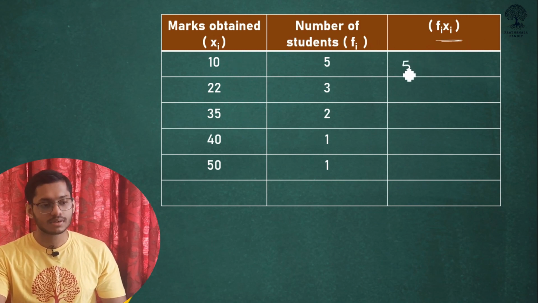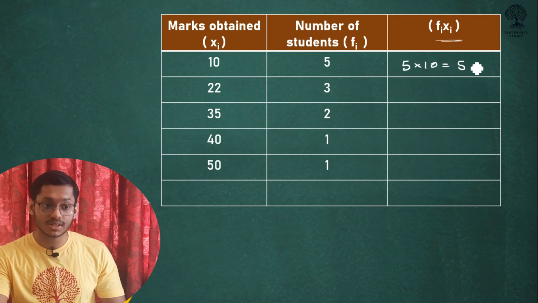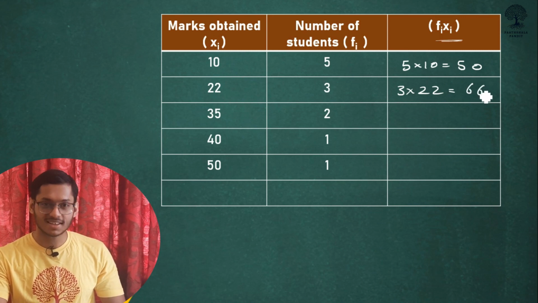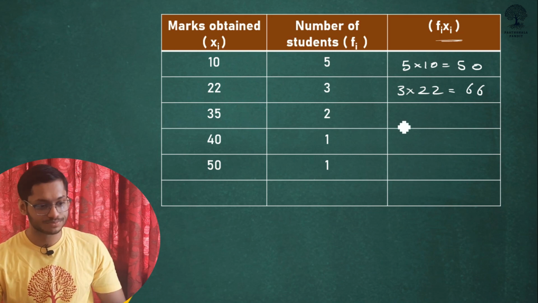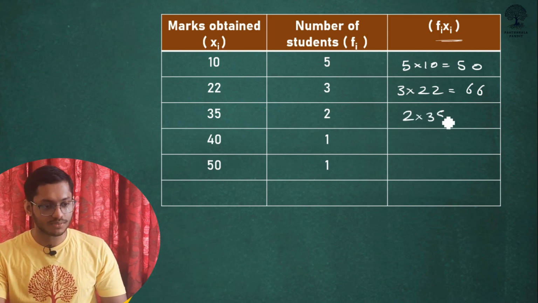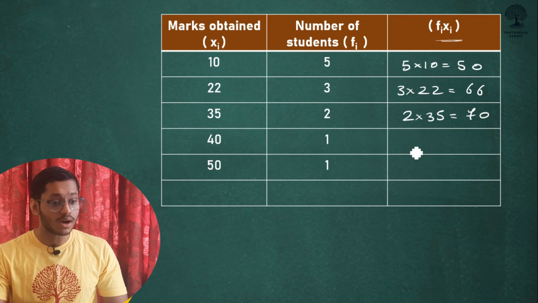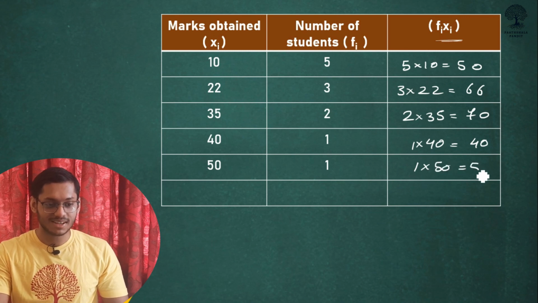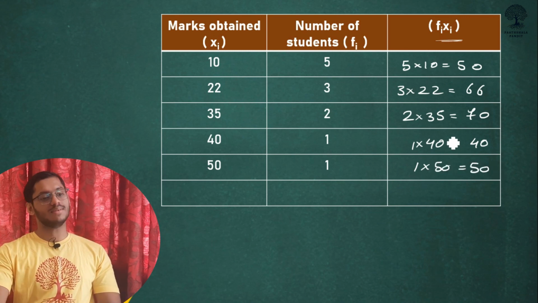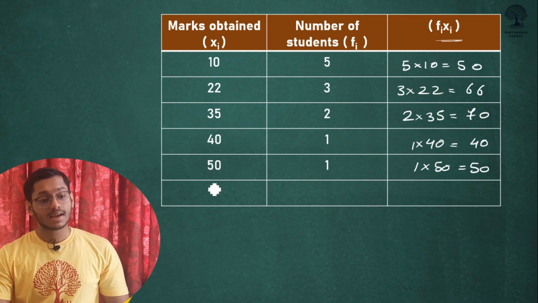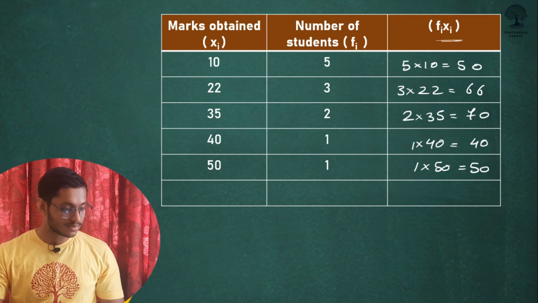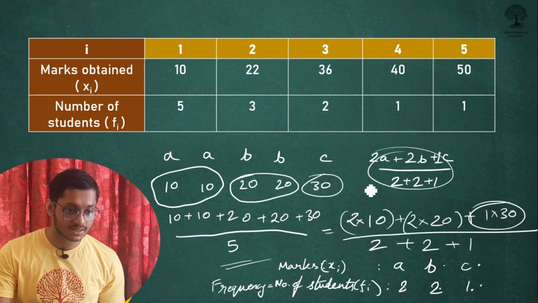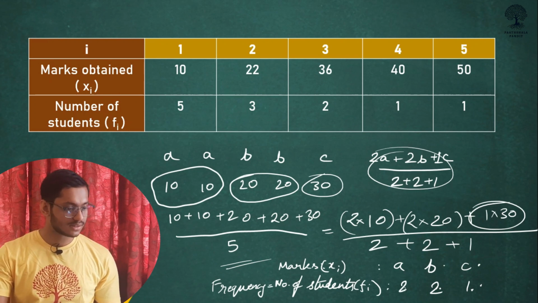So 5 into 10 will give us 50. 3 into 22 will give us what? I guess it is 66. Yes. 2 into 35, which will give us 70. 1 into 40 gives us 40, and 1 into 50 will give us 50. Correct? Now what was the next step that we have to do? See, we have to add them. These numbers that we are multiplying like this, like this, like this, we have to add them now. Let's add them then.